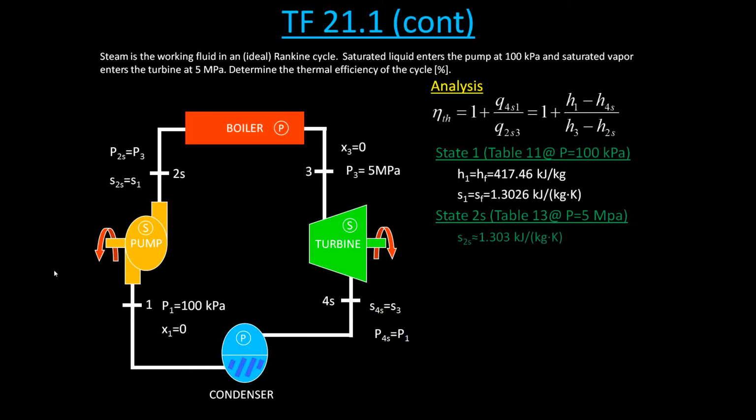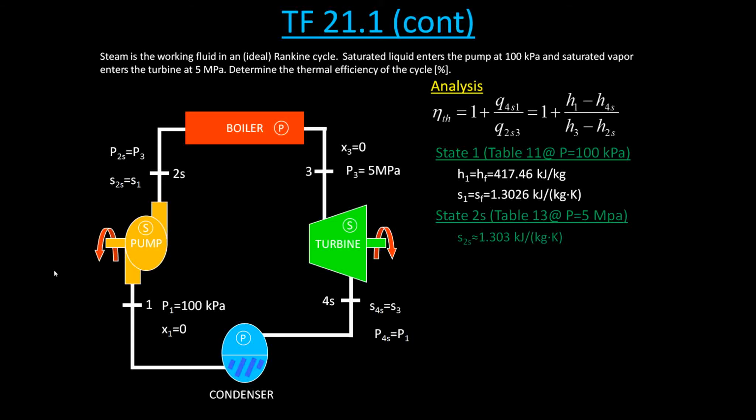Now, normally we'd use the compressed liquid rule, but we don't have the temperature here, so we're going to use table 13, which is our compressed liquid tables. If we look at table 13 at pressure of 5 megapascals, now if you go down and look at the entropy values, there's an entropy value for 1.303. So 1.303, that's pretty close to our 1.3026, close enough within error.